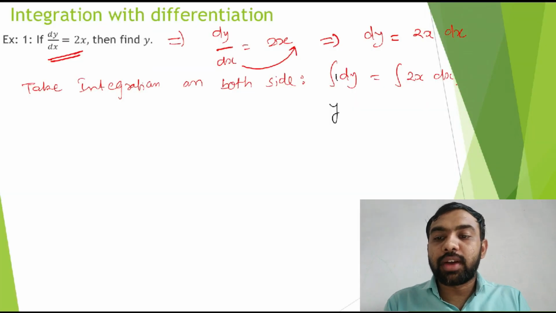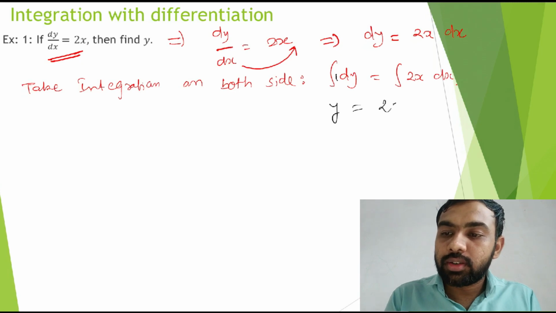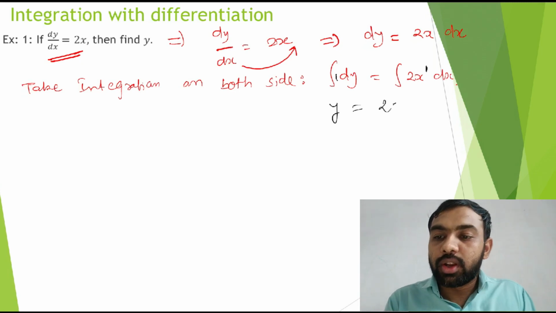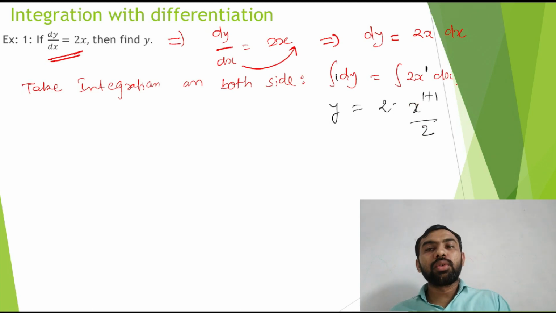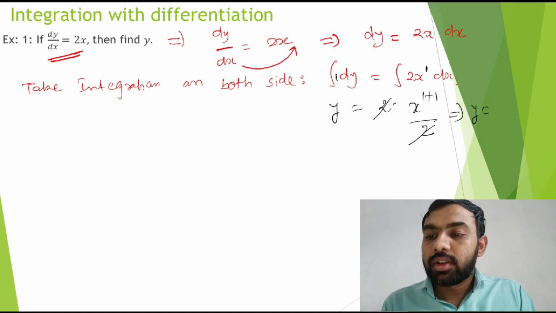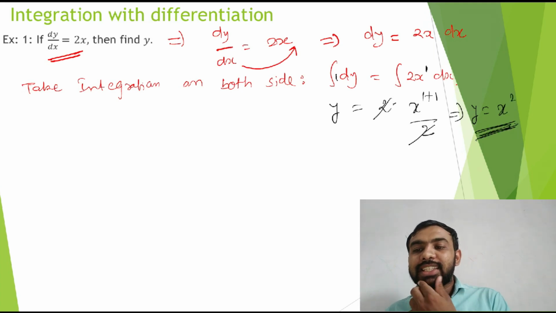So integration dy means y, it is equal to 2 as it is, it comes out of the integration. So x raised to 1, nothing means 1. The power increases by 1, the new power comes in the denominator. So x raised to 1 plus 1 upon 2. So what is this final answer? y is equal to 2 and 2 cancel out, x square. This is our answer. So we just get the answer.